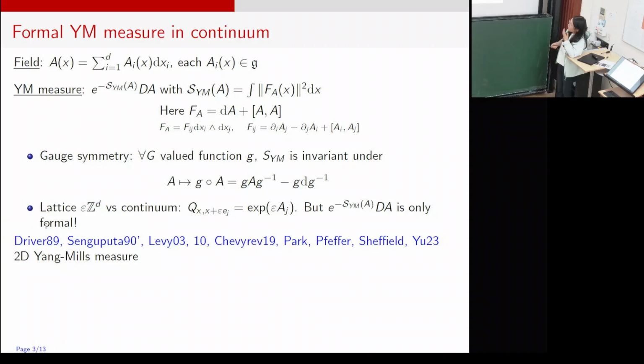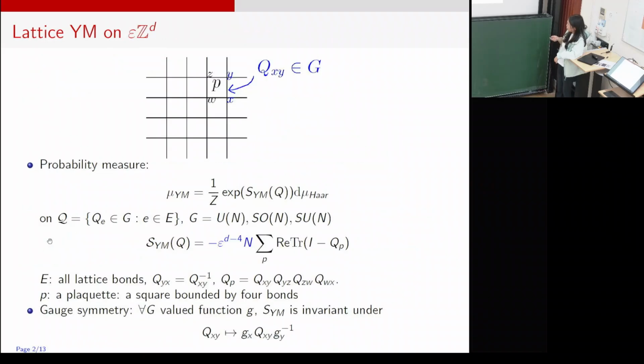One important work by Bruce Driver is that he used the so-called axial gauge. Axial gauge just means we can find a gauge transform. If we consider this in the discrete case, axial gauge means you can find a tree on this lattice such that the Q component on this lattice can be the identity. So in this case, we can find a tree that includes all these vertical lines, and we can make all the Q components along these vertical lines be the identity.